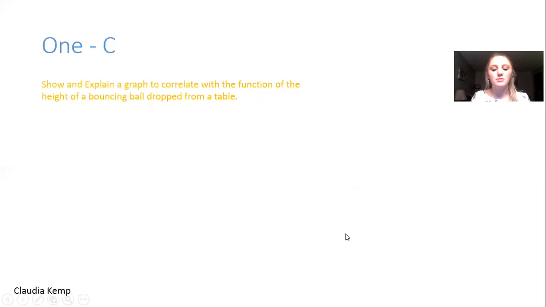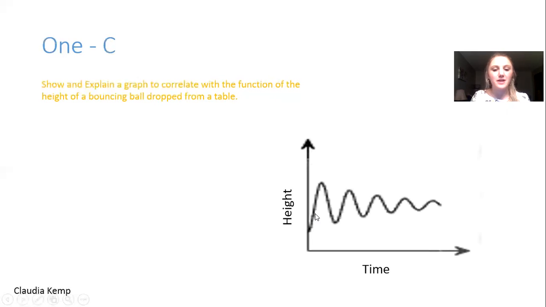The 2 variables would be the height of the bounce and the amount of time since the initial bounce. So it would look a little bit like this, the first bounce being really high and each bounce following being shorter and shorter and shorter until eventually it's no longer bouncing.